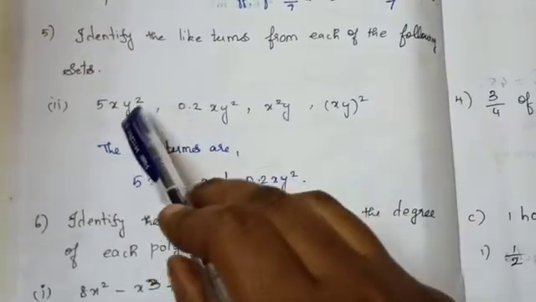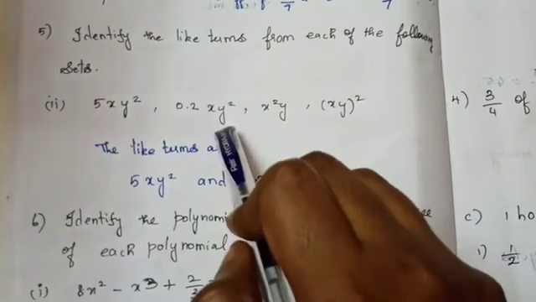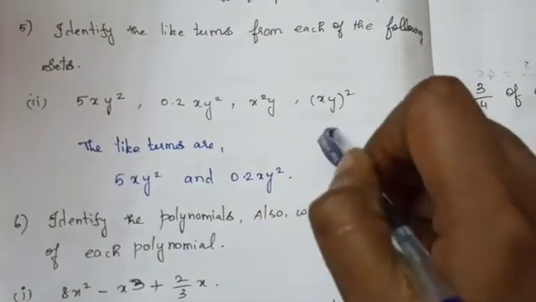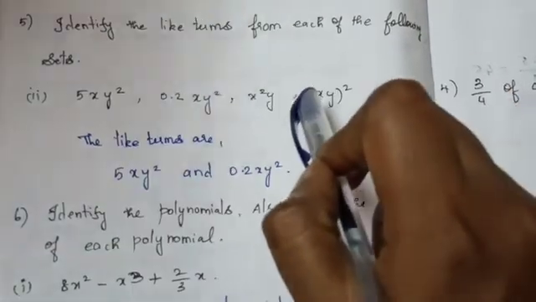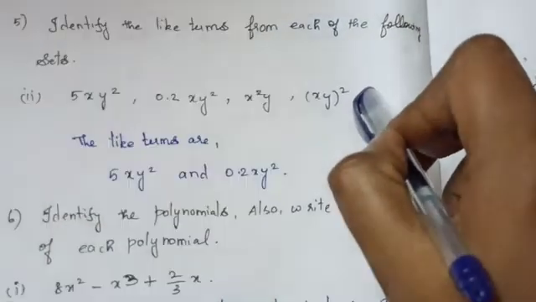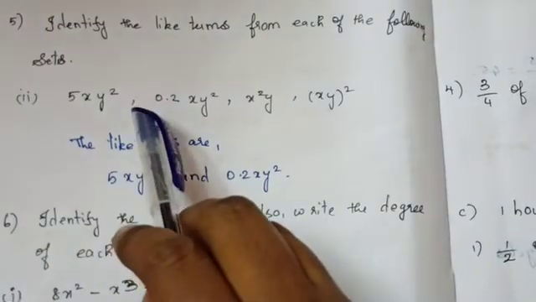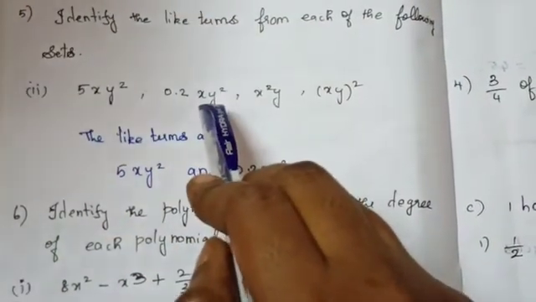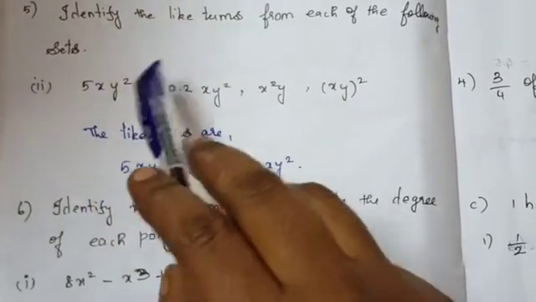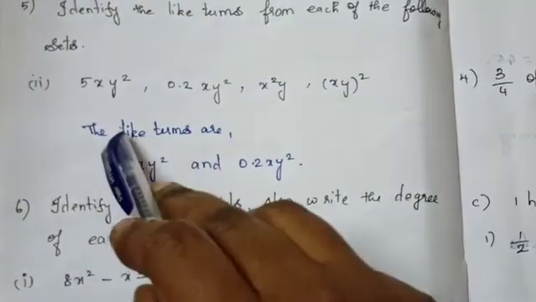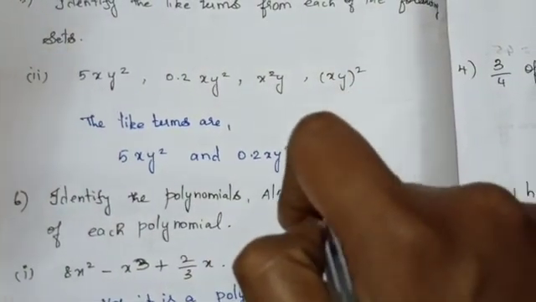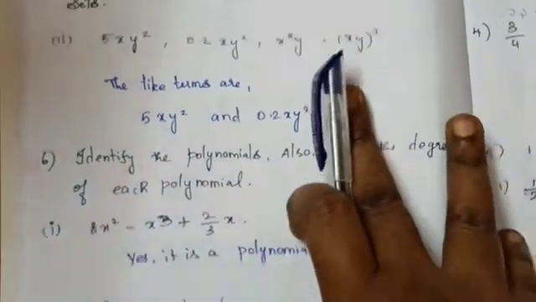This is different from these two terms, because these two terms are like terms, but this one is not like them. And the last one, x and y the whole square, means both x and y have power 2. But this is not equal to these terms, because the first and second terms have x power 1 the same, and y square the same. So the like terms are 5xy square and 0.2xy square. Like this, you do the remaining sums.